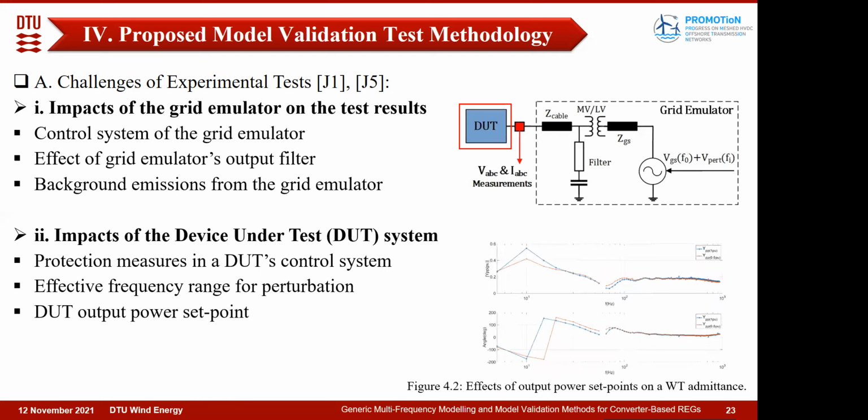So for example, this is one of the simulation results. We see what happens when we change the output power set point of the DUT, which is a type 4 wind turbine. The blue color is for nominal power, and the red color is for 0.65, 0.6 per unit output production. So we can see that for the low frequency range, the impedance of the converter will change when we change its output set point. So this should also be considered during the test.